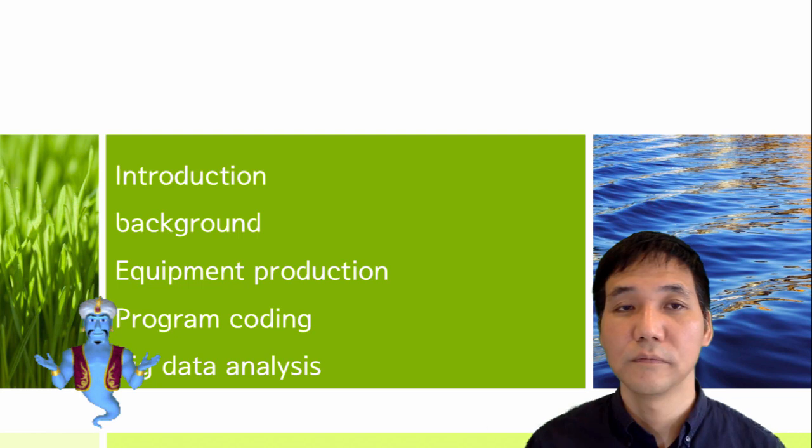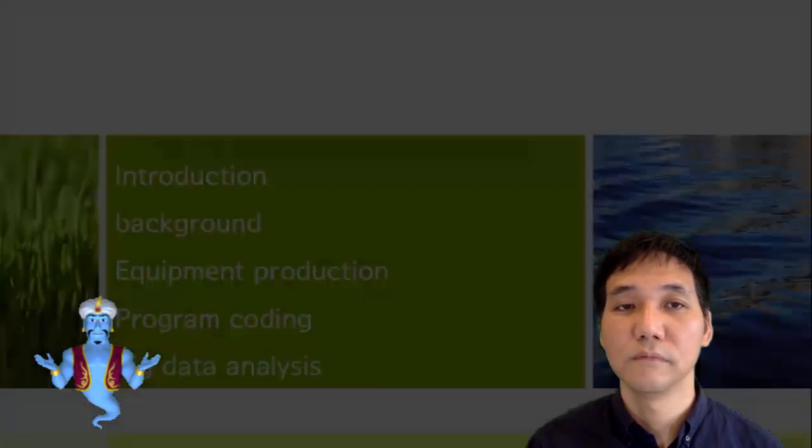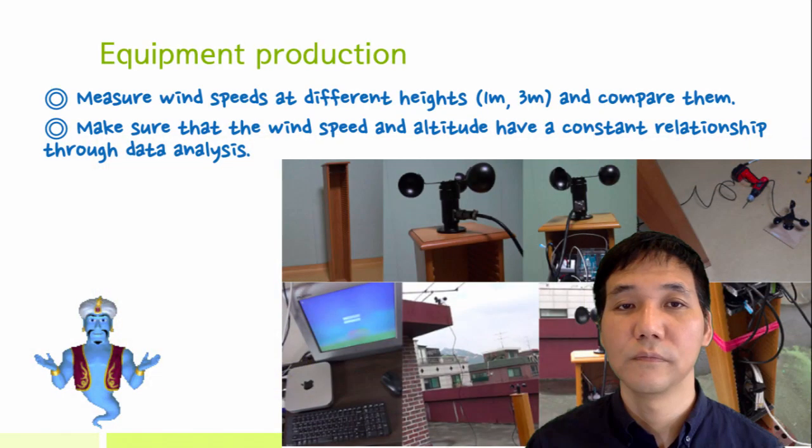I will cover project motivation, theoretical background, and hypothesis. After these, I will show how we made our equipment to capture data using Arduino and related circuit and sensors. We will measure wind speed at different heights, 1 meter and 3 meters, and compare them. We will make sure that the wind speed and altitude have a constant relationship through data analysis.